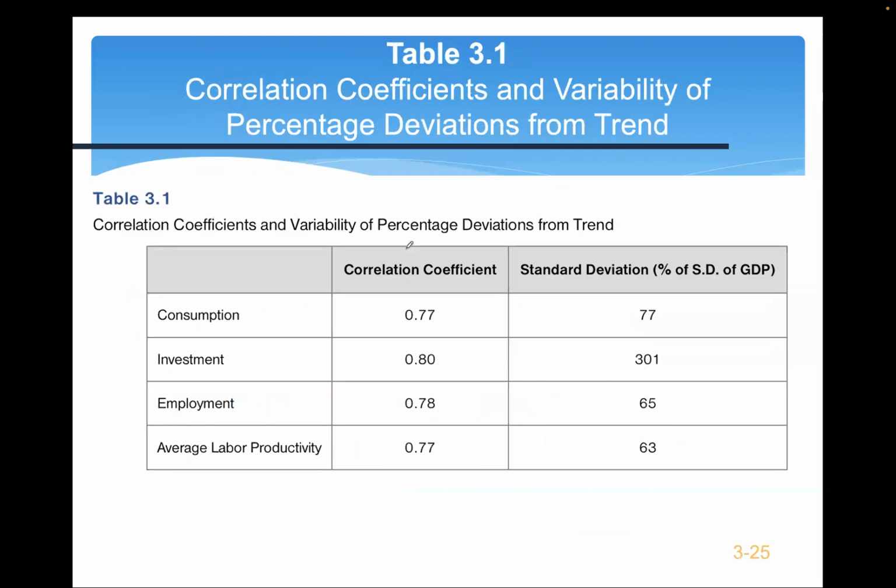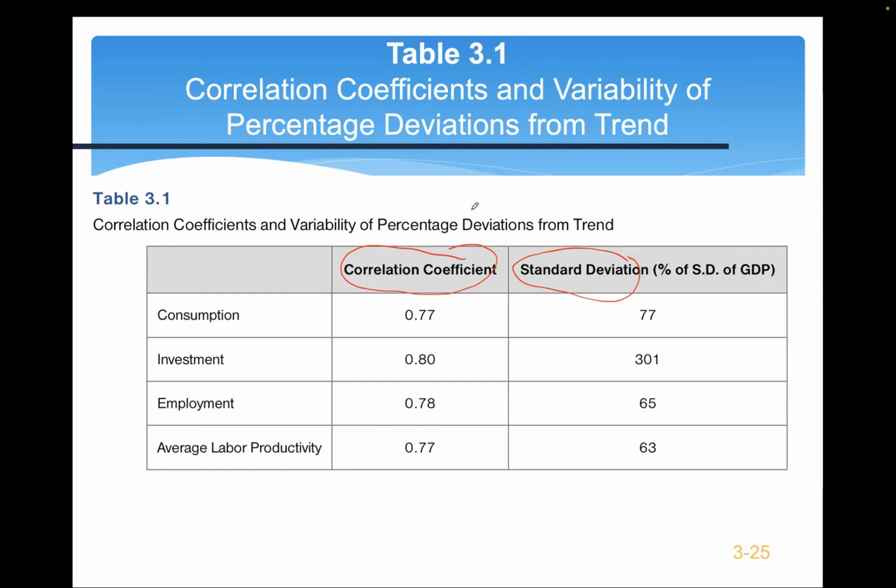Now let's summarize what we have discussed so far. This table is going to summarize the correlation coefficients. By the way, the correlation coefficient is a measure of correlation, coming from your statistics. And then we use standard deviation to measure the volatility.